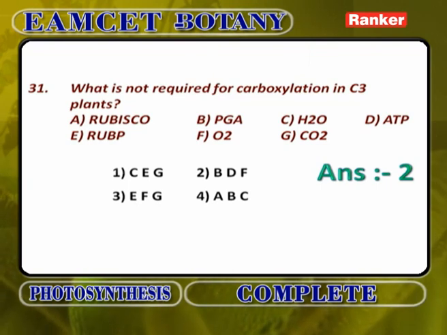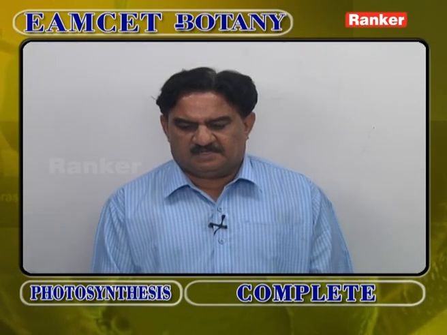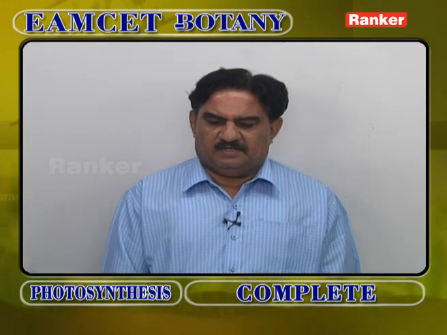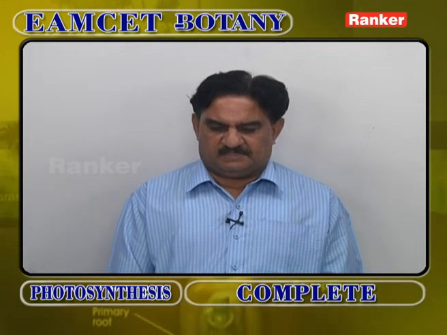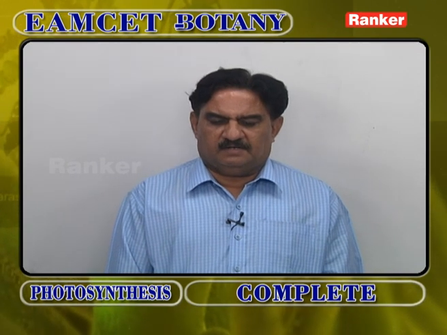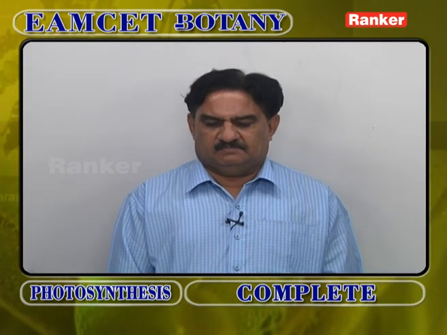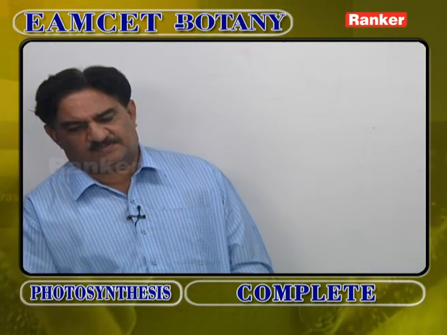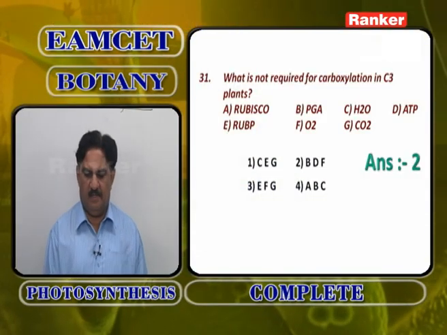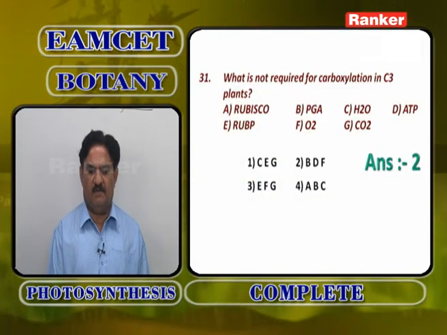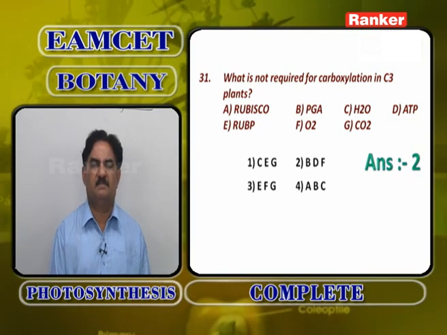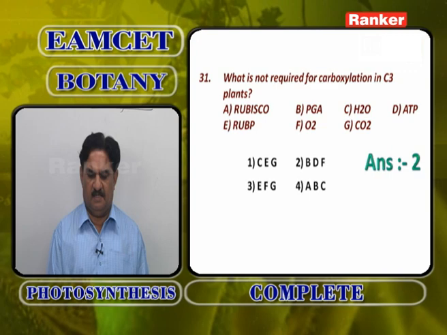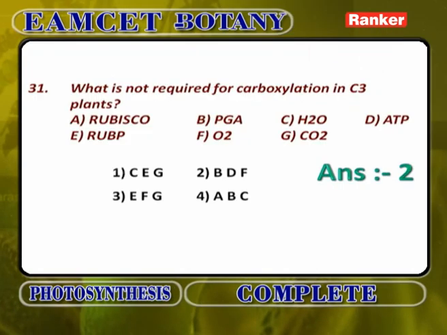What is not required for carboxylation in the C3 cycle? Rubisco is required, PGA is not required, H2O is required, ATP is not required, RuBP is required, O2 is not required, CO2 is required. So which are not required: B, D, F. B is phosphoglyceric acid, D is ATP, and F is oxygen. C3 plants do not require phosphoglyceric acid, ATP, and oxygen for carboxylation. B, D, F.